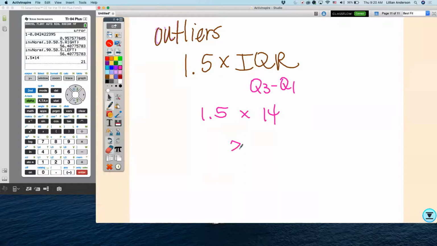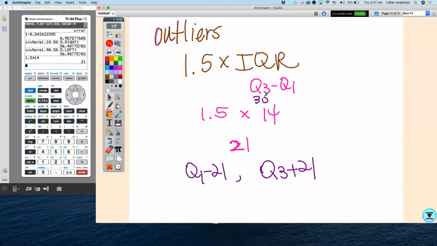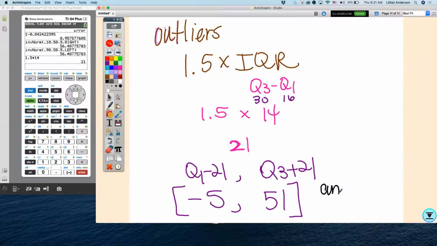21 is like that magic number. You would add that number to Q3, and you would subtract that number from Q1 to essentially find a range. So let's say your Q3 was 30, and your Q1 was 16. So 16 minus 21 is negative 5. 30 plus 21 is 51. Anything outside of this range would be considered an outlier. So anything outside of this range is an outlier.